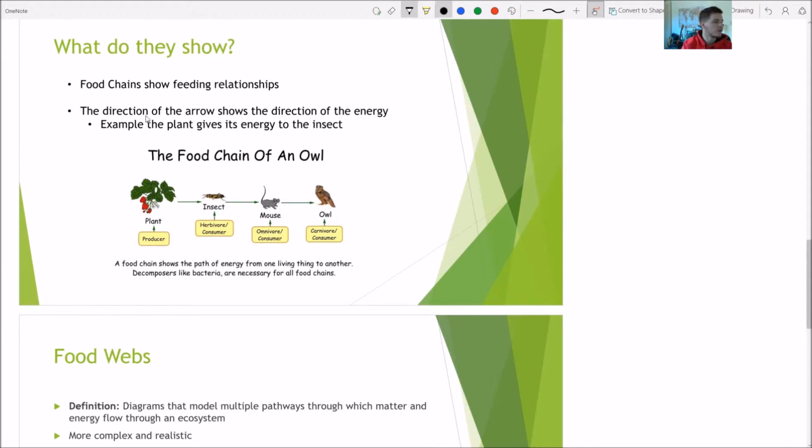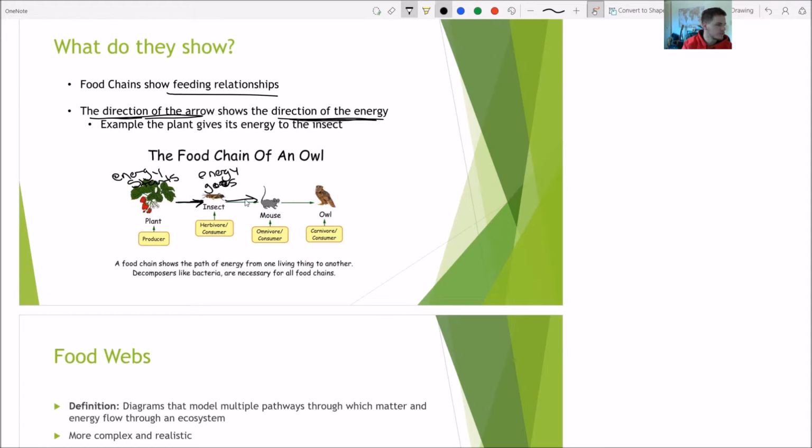What do food chains show? Well, they show a feeding relationship. So this is really, really important. The direction of the arrow is the direction of the energy. What that means right here, the arrow is starting at the plant and it's going to the insect. So energy starts, energy goes, G-O-E-S, whoops, and do the same thing.